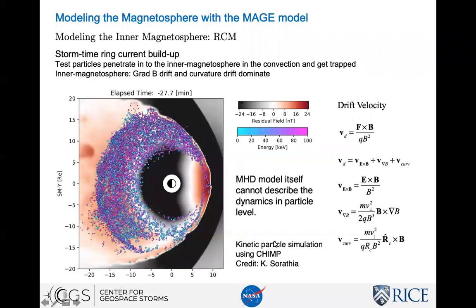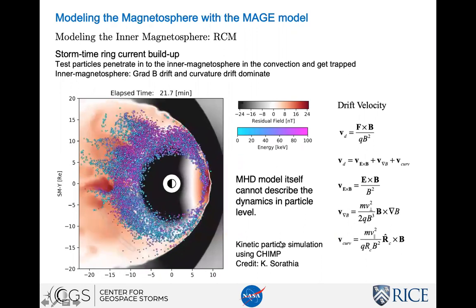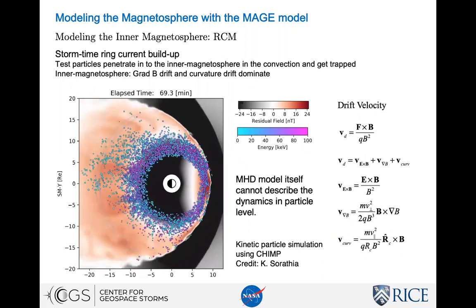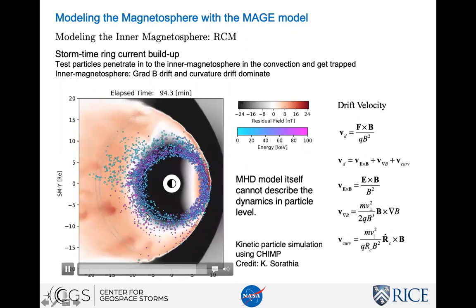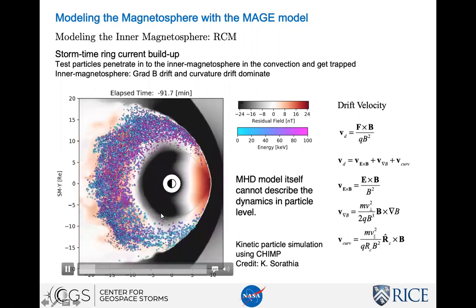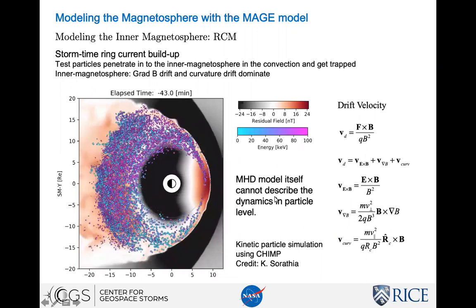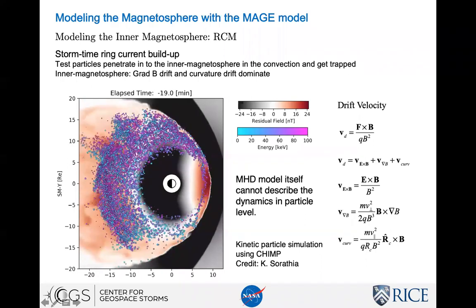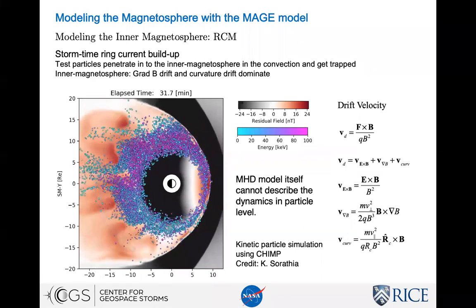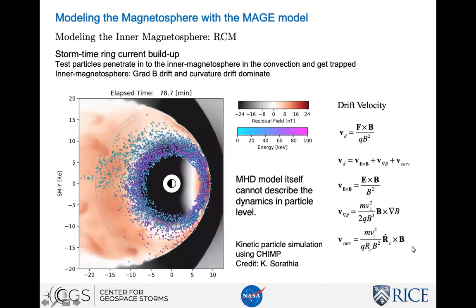This is a test particle simulation performed by CHIMP, using the magnetic field from Gemera. It shows how the energetic particles are transported and get trapped in the inner magnetosphere during the storm main phase. We need a more efficient way than a test particle simulation to model the ring current buildup, and this is the time that the ring current model comes into play.